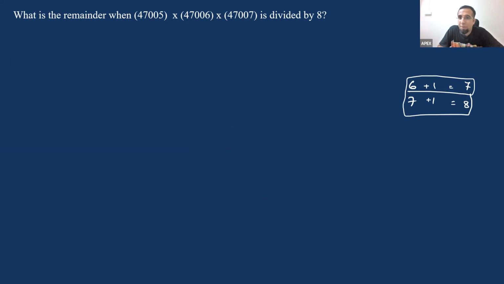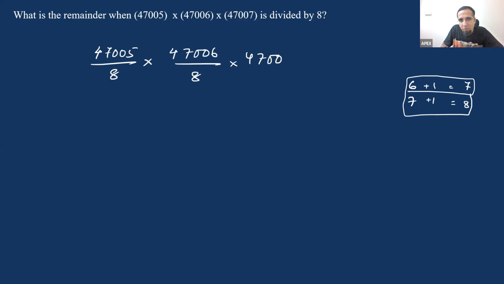Now, what does the remainder theorem say? We know that remainders are multiplicative. That means the final remainder can always be the product of the remainders. What is the remainder? 47005 divided by 8, multiplied with 47006 divided by 8, multiplied with 47007 divided by 8. Now 8 is 2 cube. So 2 cube means I need to know that the remainder is nothing but the last 3 digits divided by 8. Whatever is the remainder, that will be the final remainder.